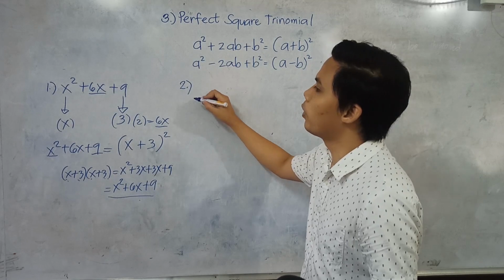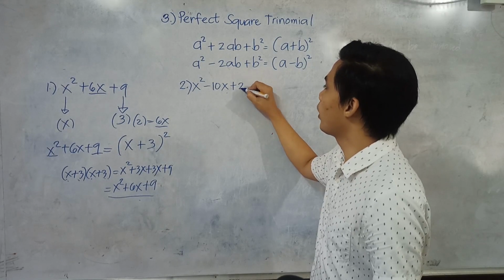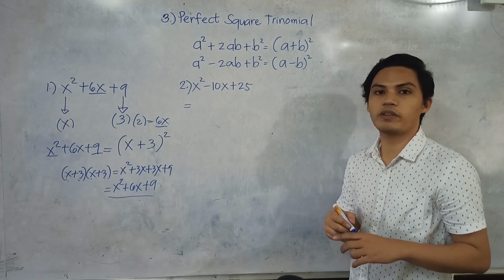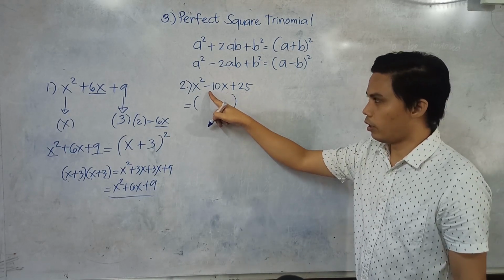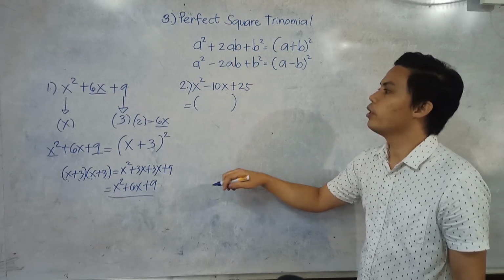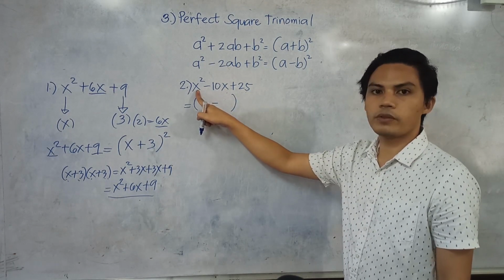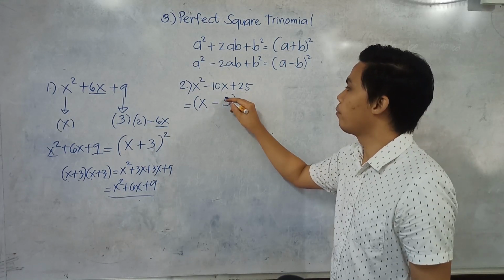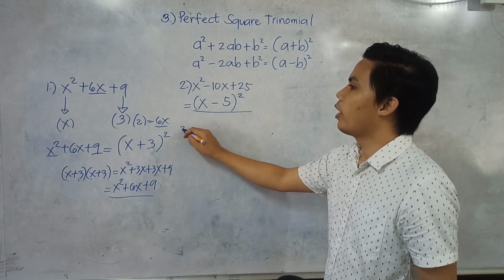Okay, let's have another one. Suppose we have x squared minus 10x plus 25. Okay, assuming lahat ng ibibigay ko sa inyo ay perfect square trinomial na. Okay, so since minus or subtraction yung nasa second term natin, we're going to follow the second form. So we have minus agad dito sa gitna. Okay. What's the square root of the first term? We have x. Then square root of the last term. That is 5. Then square. And this is our final answer. So ganyan na kadali.